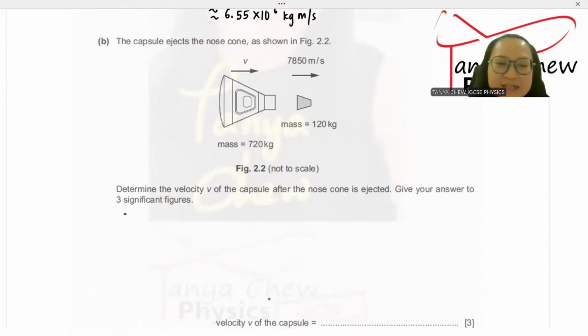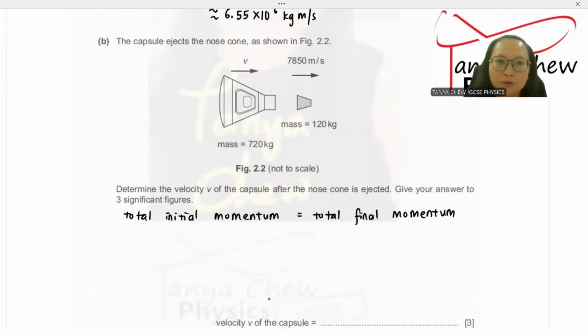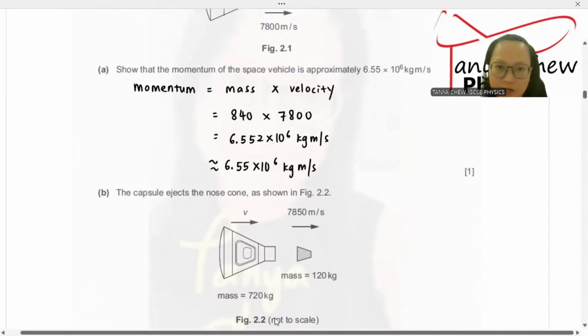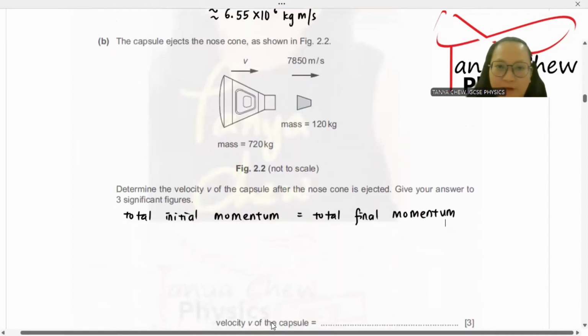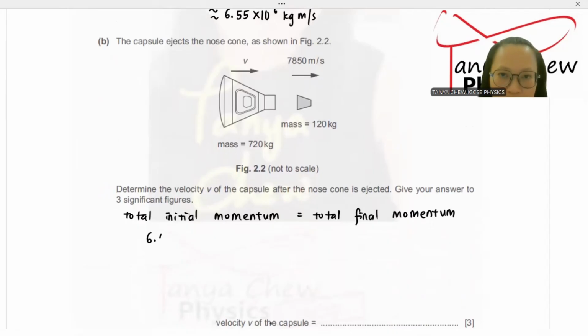If you remember, it states that the total initial momentum equals the total final momentum of the whole system. The total initial momentum is just the momentum of the space vehicle, which is 6.55. Okay, I'm going to write it down because I have already calculated it. It is equal to the final momentum.